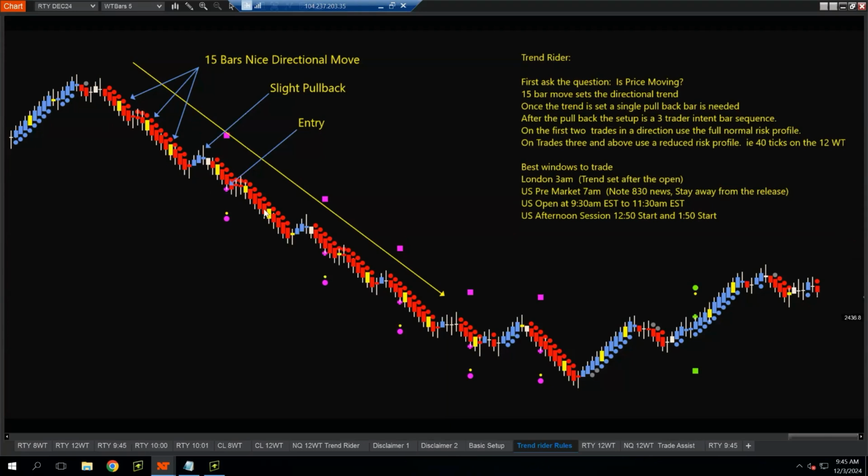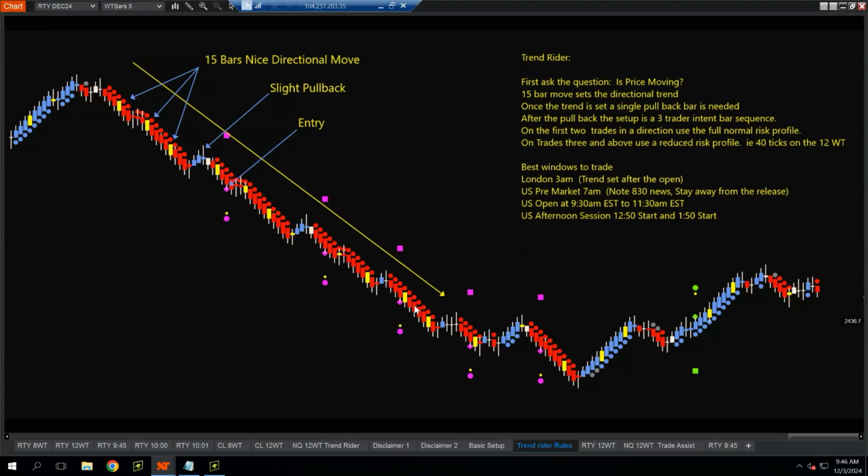And as I love sell-offs, they are so easy. And so anyways, that's the sequence you're looking for after the pullback, looking for that 3-trade sequence. On the first 2 trades, you use the normal risk profile of the bar size that you're trading. We use a 40-tick trail. Normally it would be 60 ticks on the 12 WT bar size. So that's noted right here. So on the first 2 trades in the direction, you use the full risk.